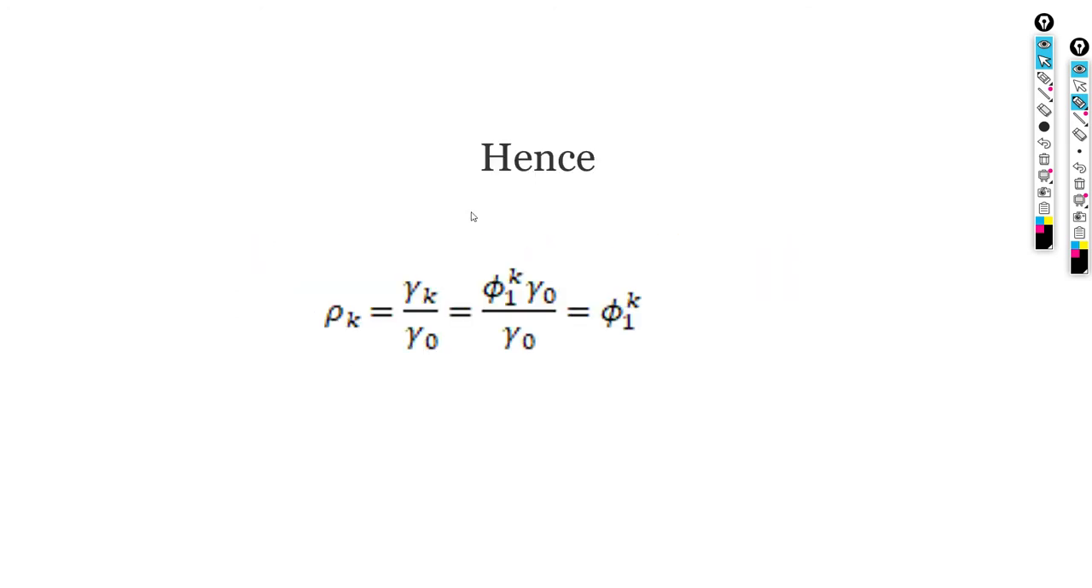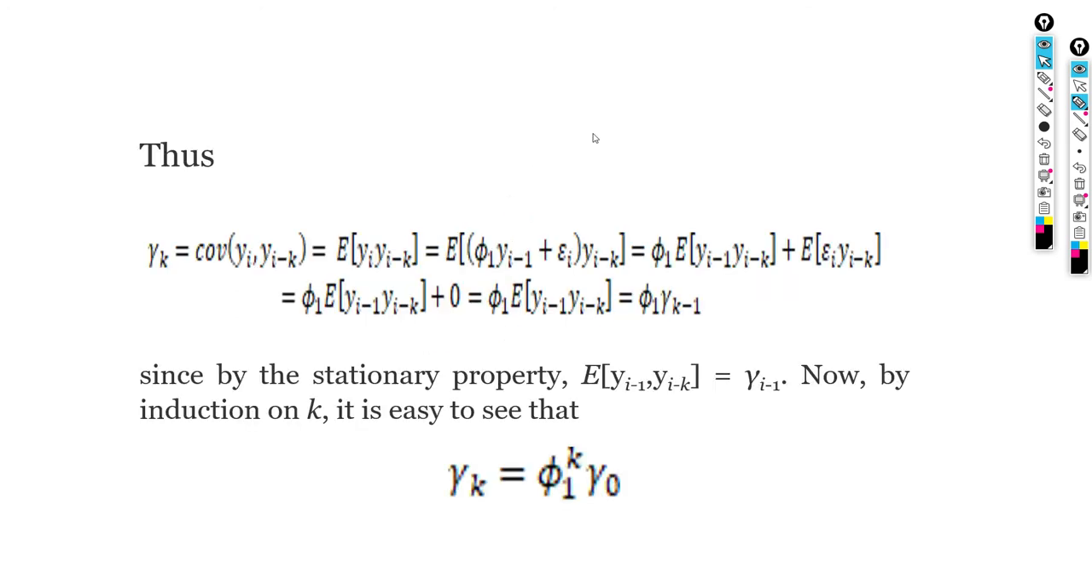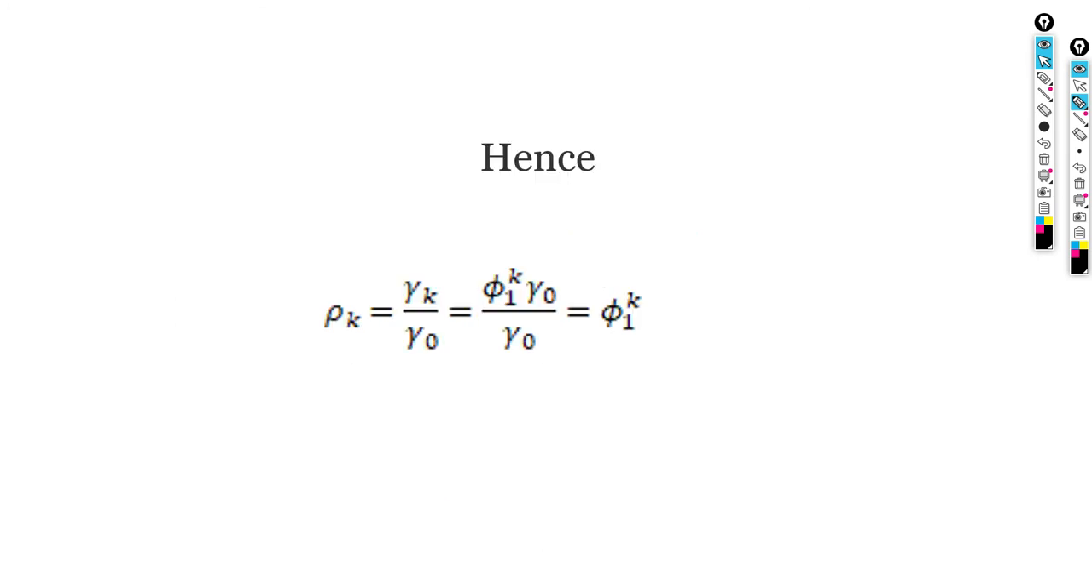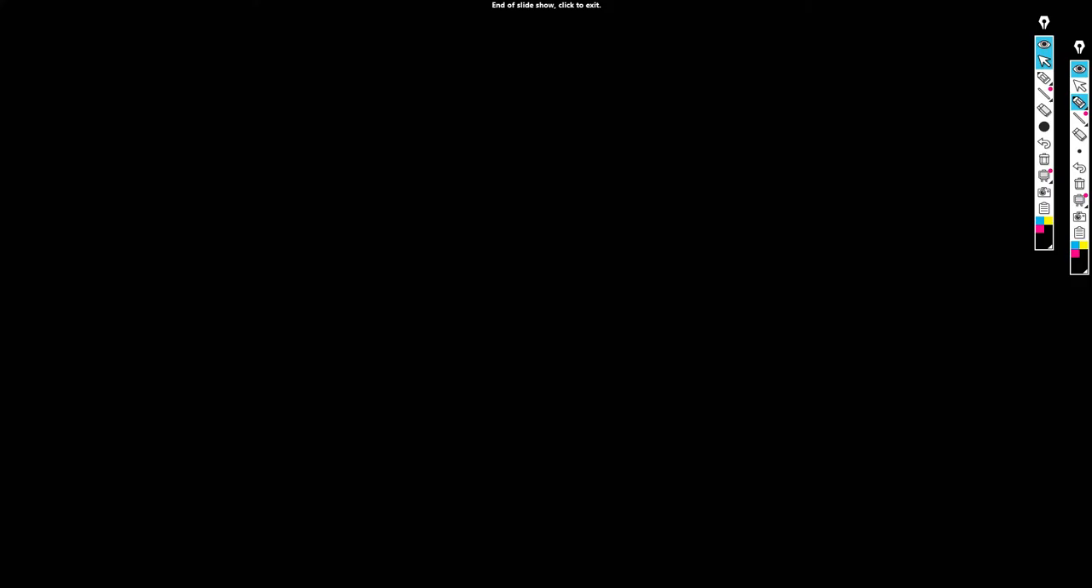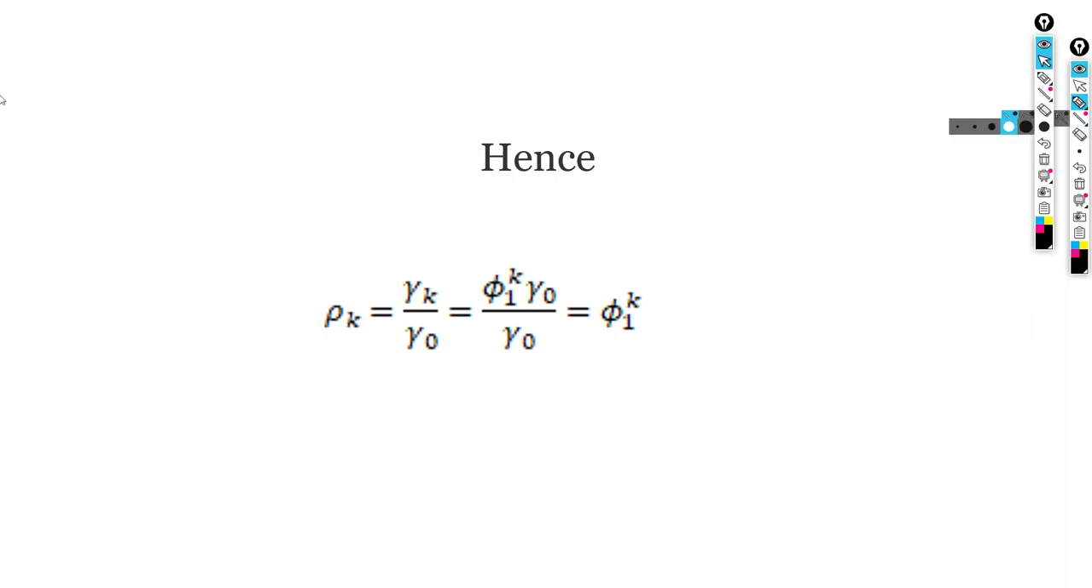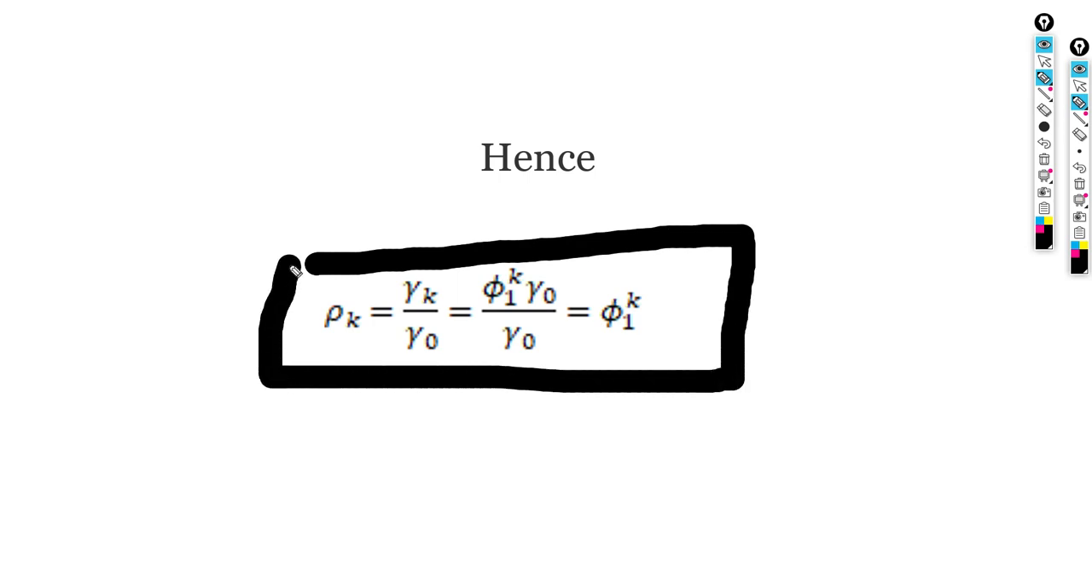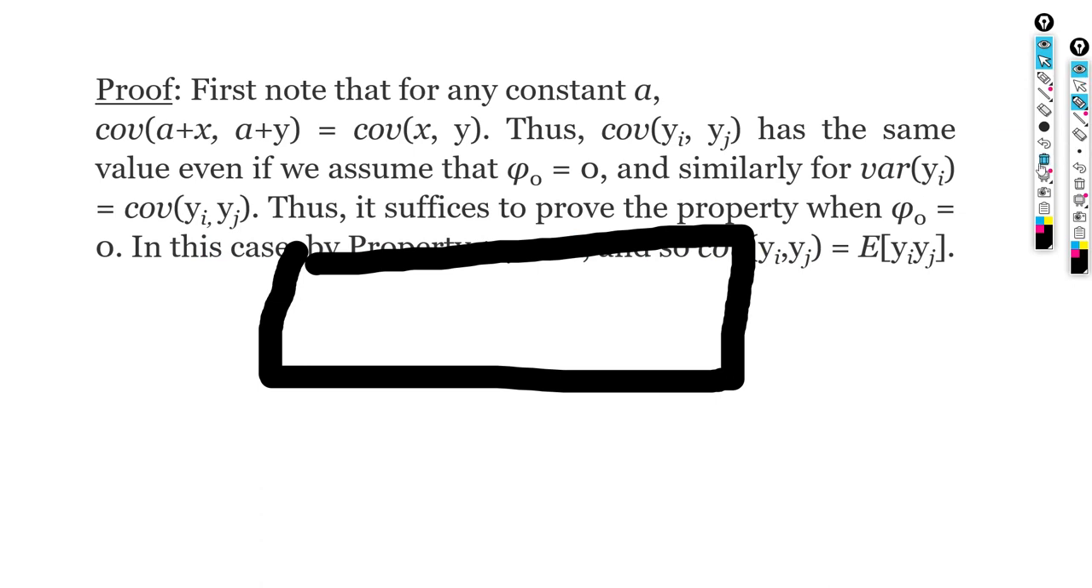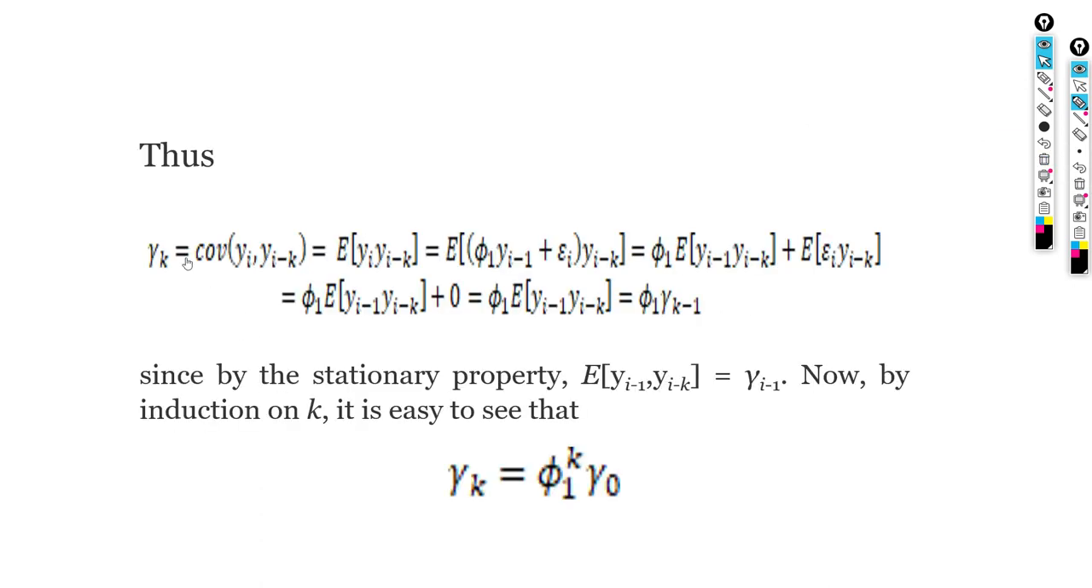Now let's say I want to show gamma sub k. Gamma sub k refers to the covariance. This thing is a variance, and this thing is a correlation, the autocorrelation. Rho here is the autocorrelation. So I want to prove that rho_k is equal to phi_1 raised to k, and the other one is this part, the autocovariance.